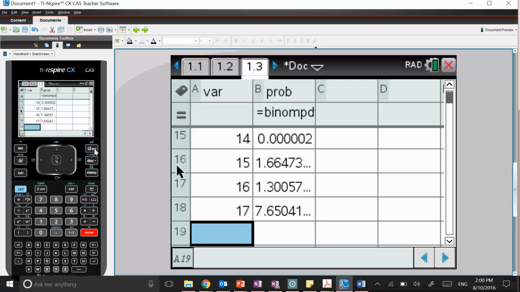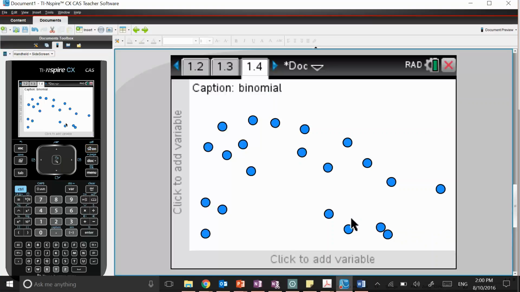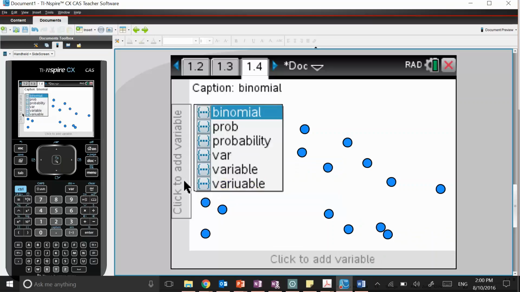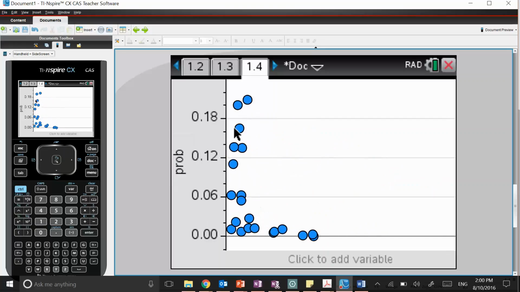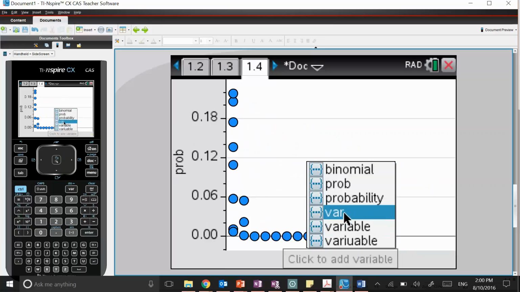Okay? And now if we were to distribute this, if you wanted to visualize this, this is what you're going to do. Go back to menu, go to this graph. Now, on the left-hand side and right-hand side, that tells you your axes. If you want to click on your axes, we wanted probability, because that's what we're measuring. Probability, we want to see that distribution. So probability, I've named it as prob. And then on the bottom, I want to put my variable, which I only typed from 0 to 18. So I'm going to go var, because that's the one I labeled.